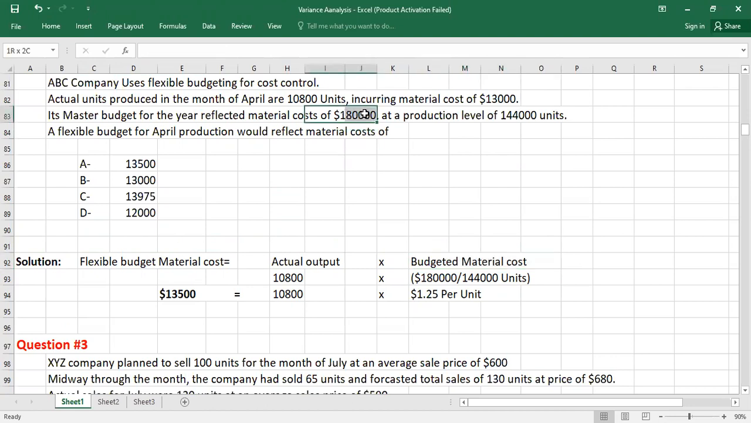So he told you total budgeted cost of material $180,000, and he told you total static units, or budgeted units, was 144,000 units. If you take $180,000 divided by 144,000 units, automatically you will get $1.25 per unit budgeted material cost. So this cost you will multiply with the actual output, so you will get the material cost as per flexible budget, which is 13,500. It means option A is correct.